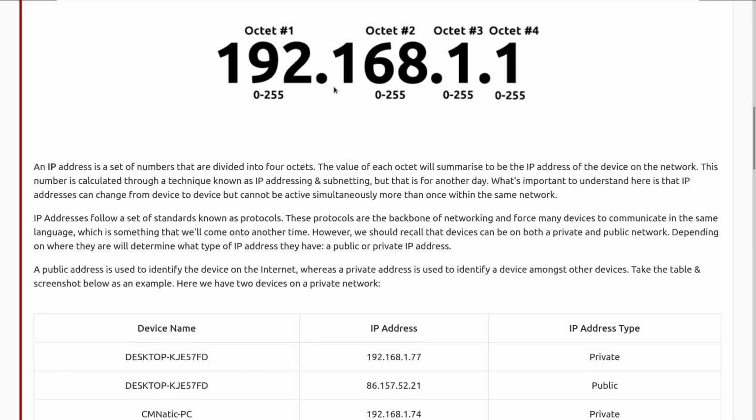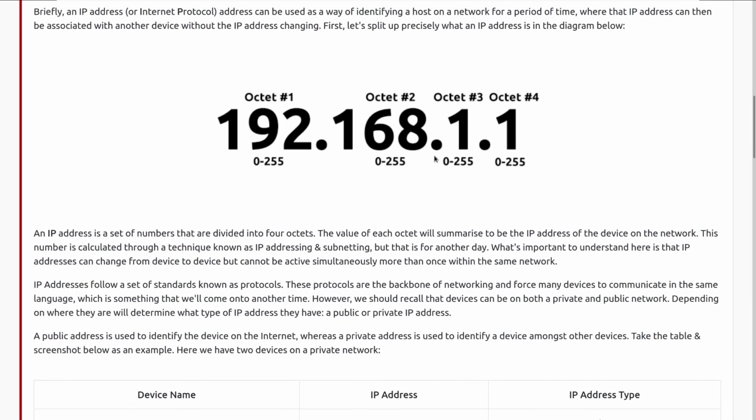The value of each octet will summarize to be the IP address of the device on the network. So all of these put together, the individual octets can mean things, but generally speaking, don't worry about that right now. This is your street address on the network. It's how your computer knows to talk to someone else. So this might be your router's address on your home network. This actual network itself is pretty common for home networks. So 192.168.1. And this last bit would be what changes, or sometimes this is a zero, but these first two are pretty common for home networks.